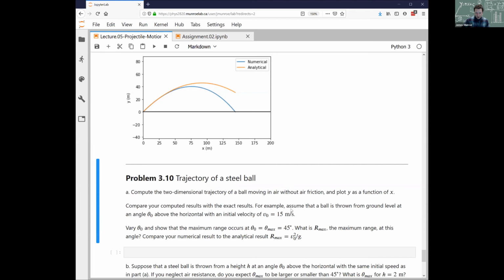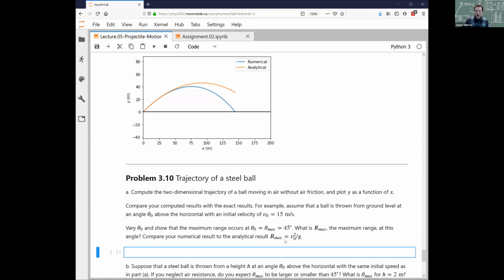And it says, for example, assume the ball is thrown from ground level at an angle theta 0 above the horizontal with an initial velocity of 15. Okay, so for this problem, the speed is always going to be 15, but we're going to play around with the angle. That's going to be the parameter I want to change. And what we're asked to do is vary this parameter and show that the maximum range occurs at 45 degrees. What is the range, Rmax, the maximum range, the distance it travels, at this angle, and compare your result to the known analytical quantity of v² over g.